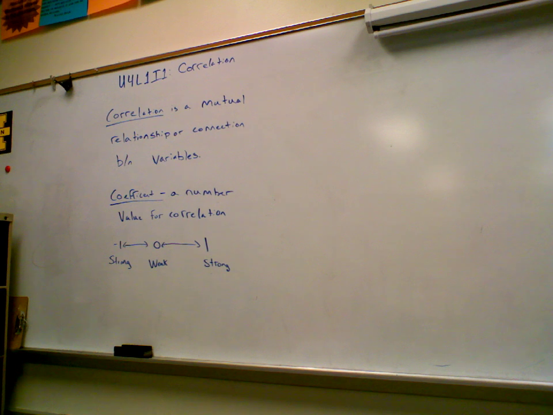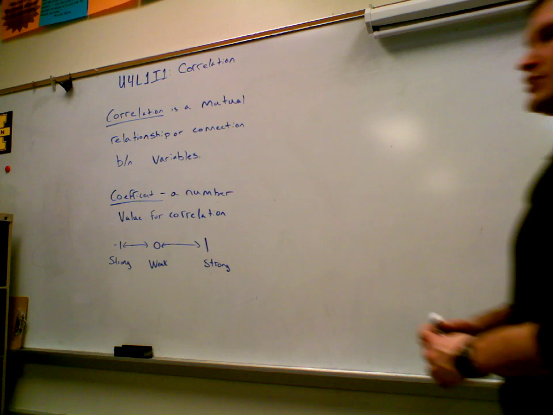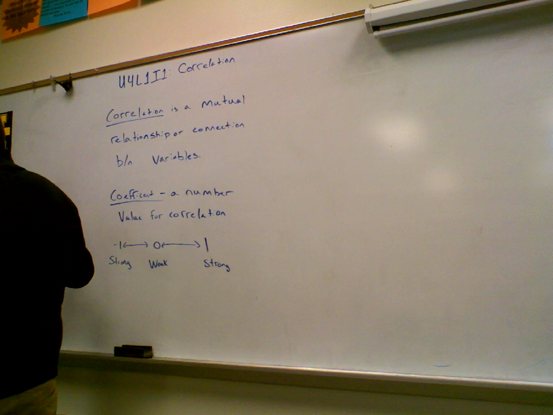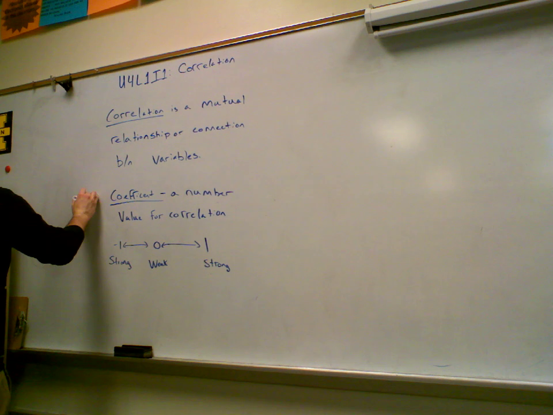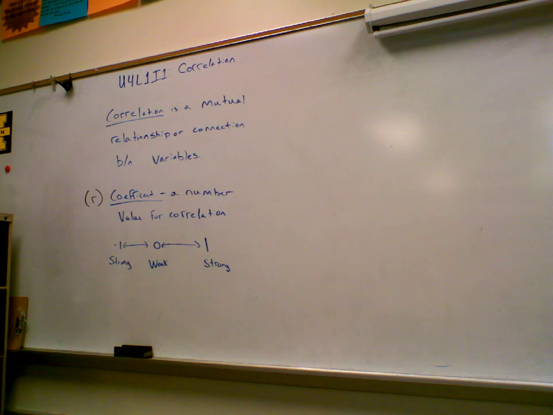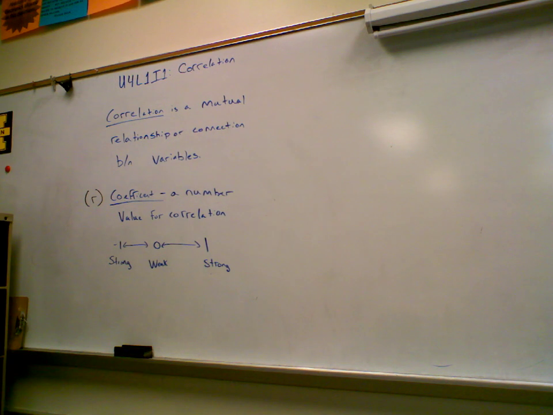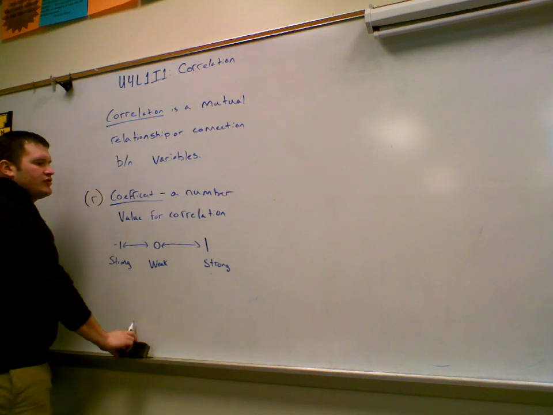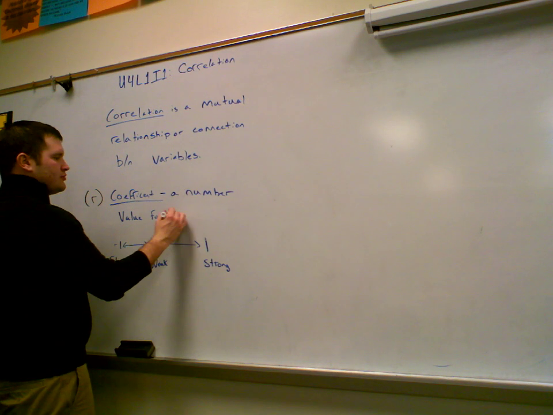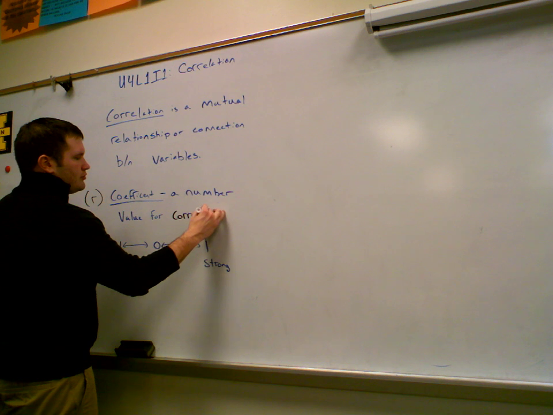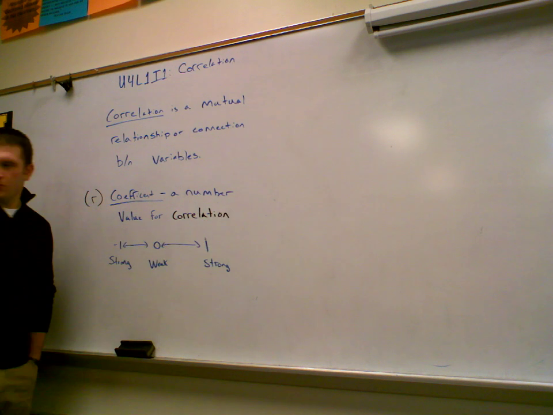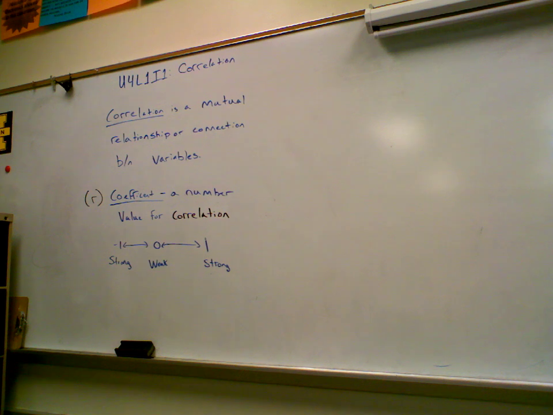Now the second thing we calculated was the correlation coefficient. The correlation coefficient is the R value. And remember, a coefficient is a number. The correlation coefficient is a number value for correlation. It gives us a numerical representation of the correlation.